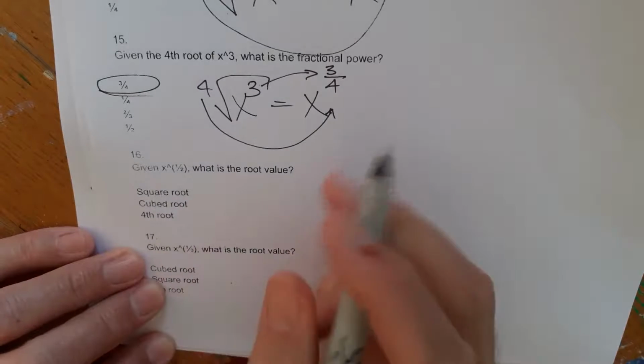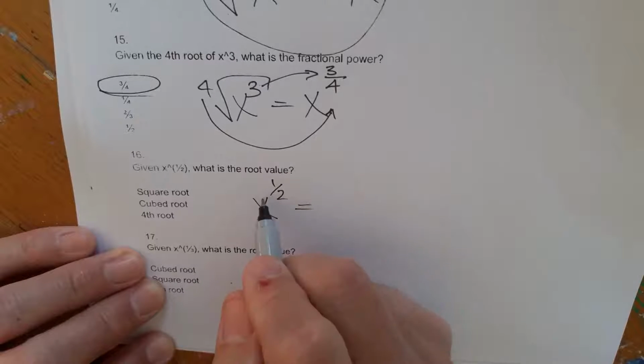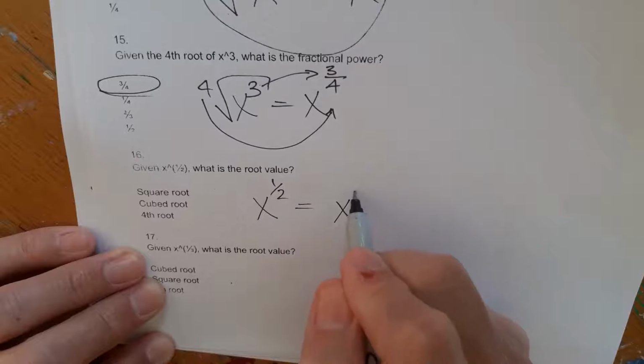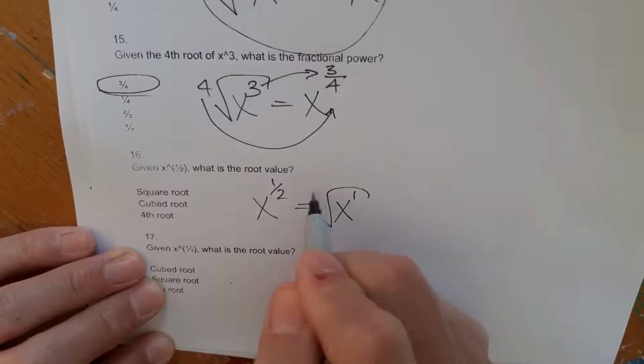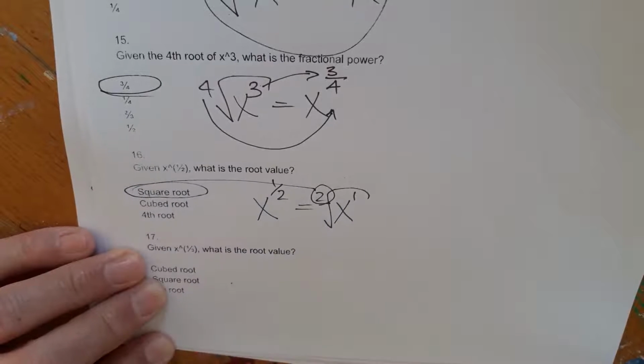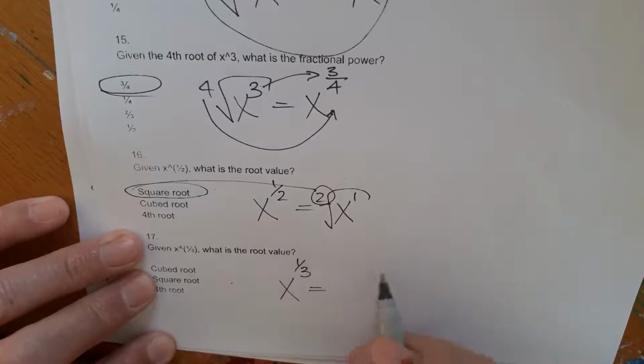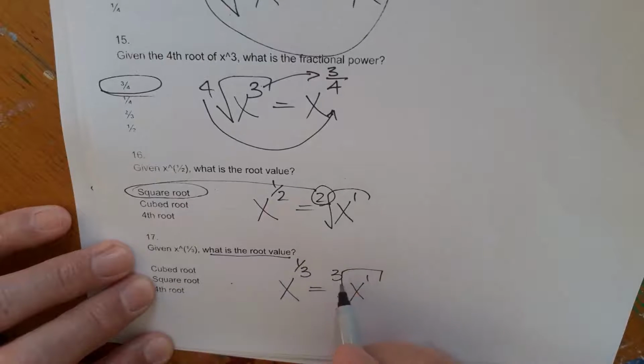All right, now, given x to the 1/2, what is the root value? This was the power on the x, so there's x to the 1, and this is the root value outside, 2. So what's the root value? 2. And the other word for that is square root. Another term for 2 root is square root. Given x to the 1/3 power, now we're going in the other direction, so it's x to the 1 power and the 3rd root of that. So what is the root value?